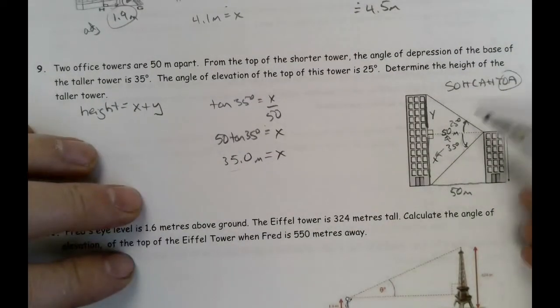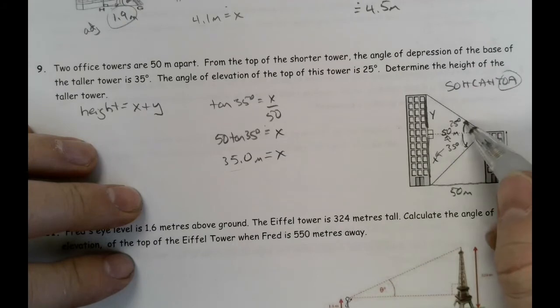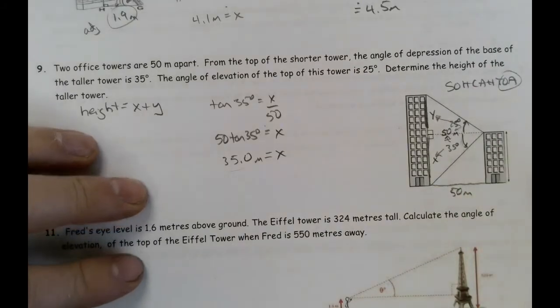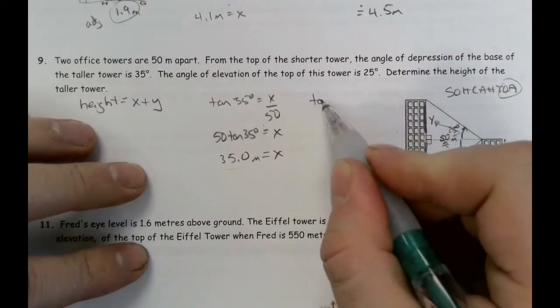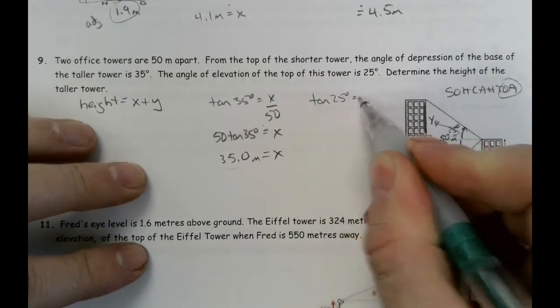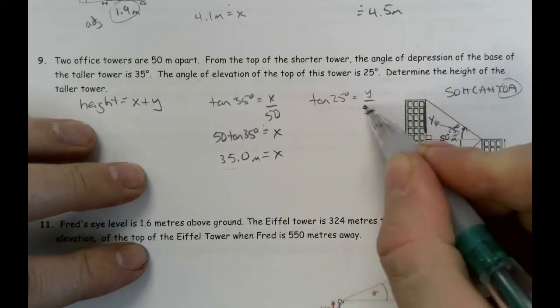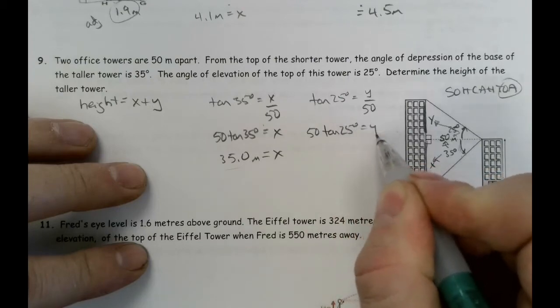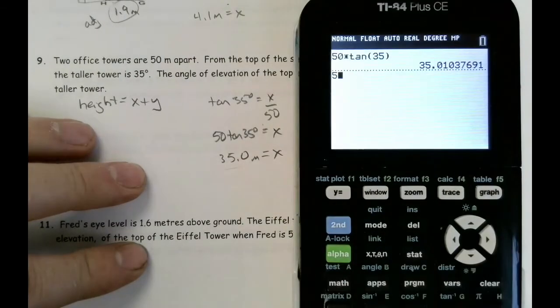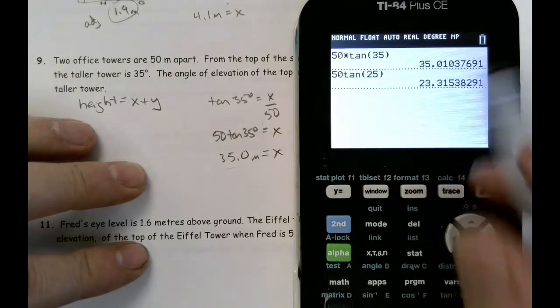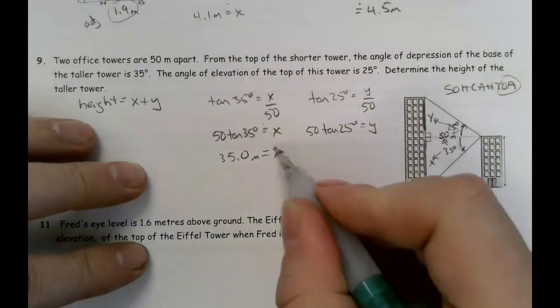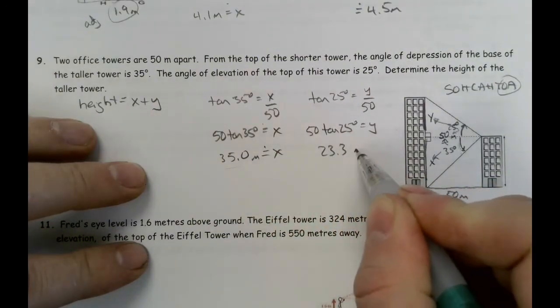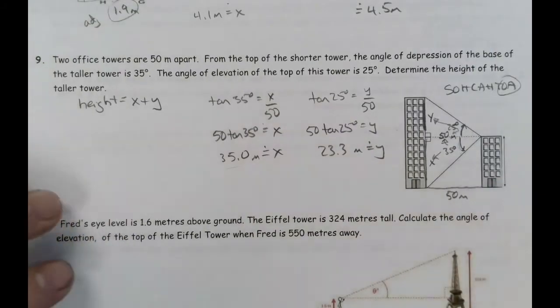Now let's take a look at y. Let's take a look at the top triangle here. Here's my angle, and again I'm looking for the opposite, and again I have the adjacent. So once again, it's going to be the tangent ratio. So tangent of 25 degrees is going to equal the opposite, y, over 50. So 50 multiplied by the tangent of 25 is y. That's approximately 23.3 meters. It's approximately equal to y.